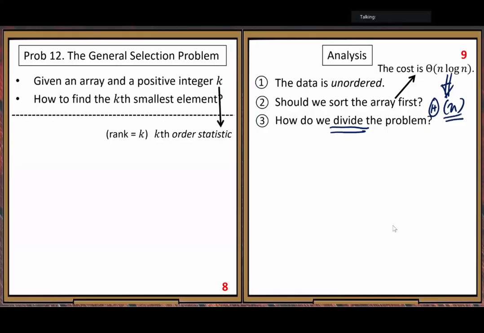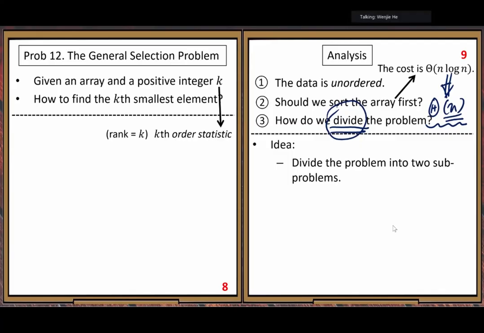There is an algorithm that can solve the general selection problem in big theta of n. To do that, we need to find a well-organized way to divide and conquer the given data. All right. Idea here.